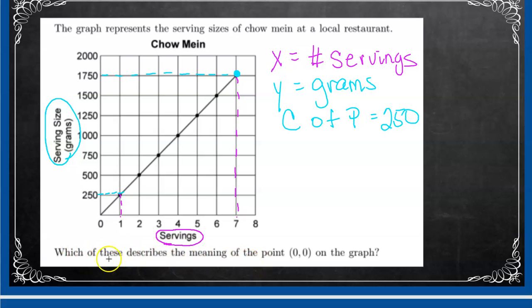There was a multiple choice on the original problem, but what does (0, 0) mean on the graph? Well, that means 0 servings contains 0 grams. So 0 servings would be 0 grams. And this is a proportional relationship, again, because it goes through this (0, 0) point, and it's a straight line. We're going to look at that in the next video.